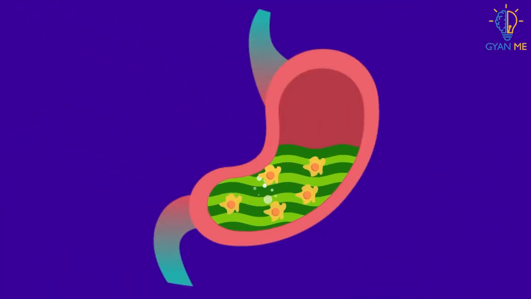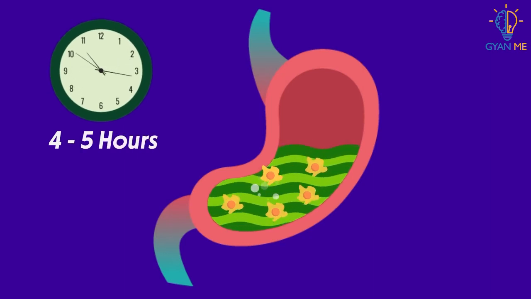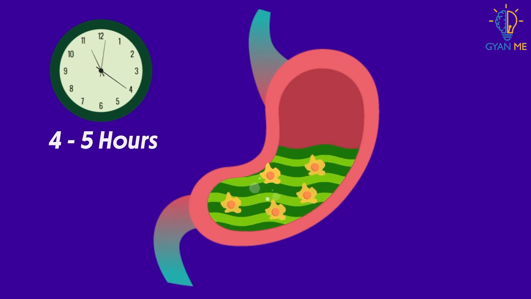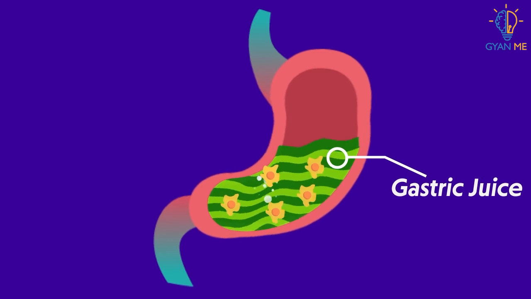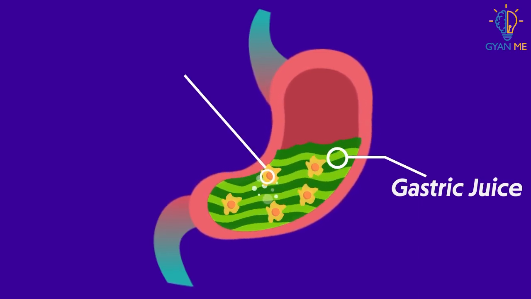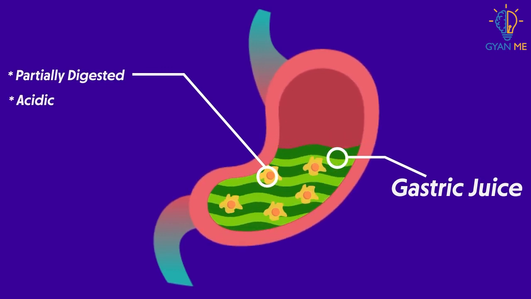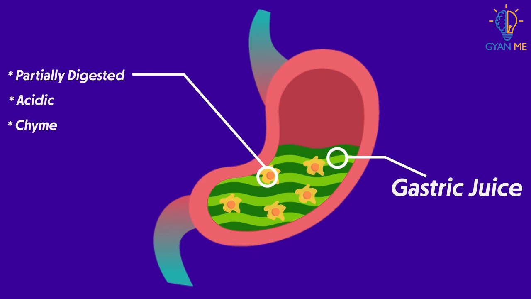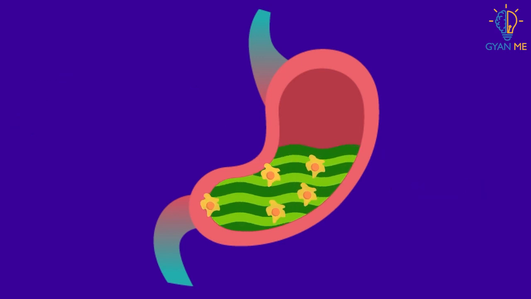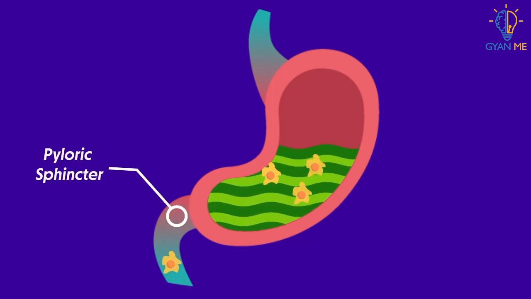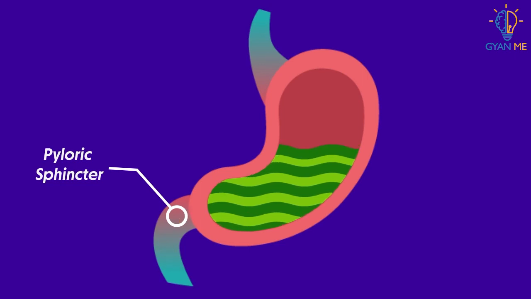Food remains in the stomach for about 4 to 5 hours where it gets digested. The food mixes thoroughly with acidic gastric juice of the stomach due to the churning movement of the muscular stomach wall. At this stage, the food is partially digested, is acidic, and is called chyme. Now, this acidic chyme passes from the stomach to the small intestine via the pyloric sphincter. How is this food digested in the small intestine? We will see in our next video.